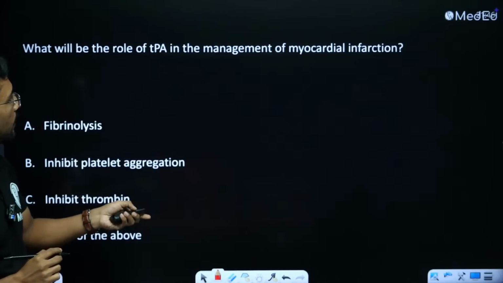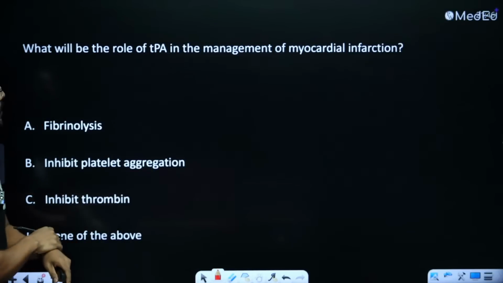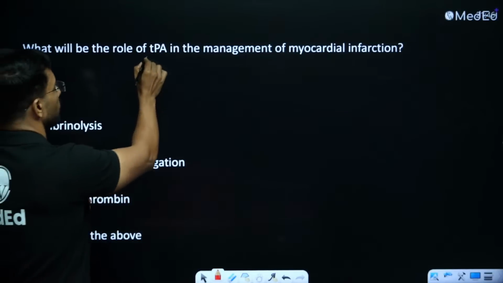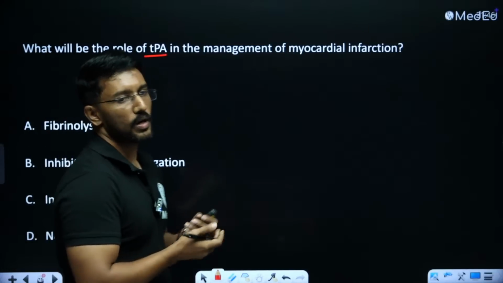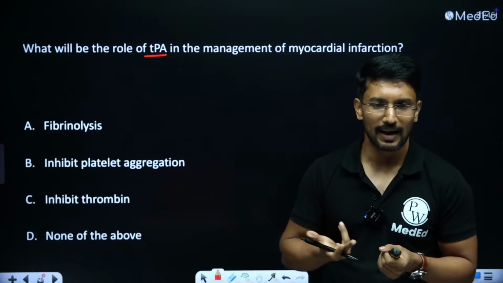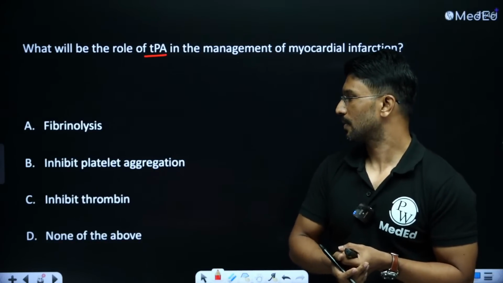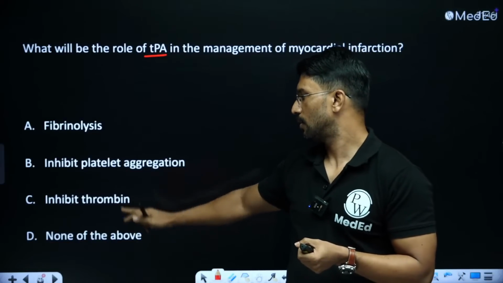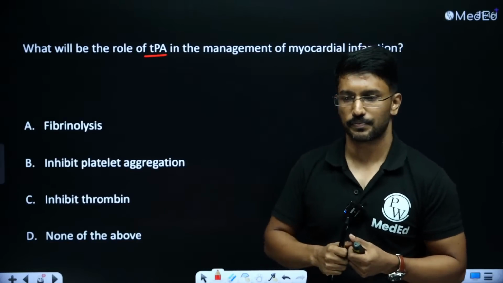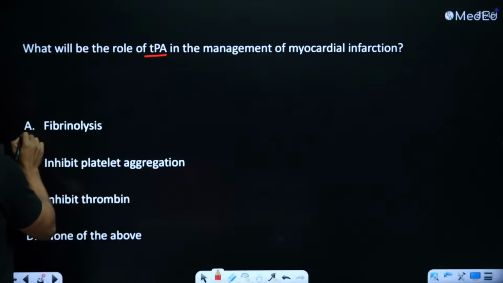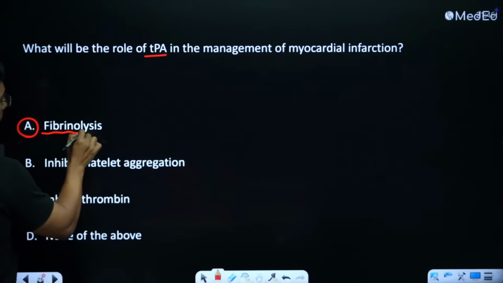Okay. Next question. What will be the role of TPA in the management of myocardial infarction? Okay, that's a very simple pharmacology question. What does TPA do? TPA, tissue plasminogen activator. So what does it do: inhibit platelet aggregation, inhibit thrombin, or fibrinolysis? Platelet aggregation is inhibited by antiplatelets. It is fibrinolysis which is the function of TPA.